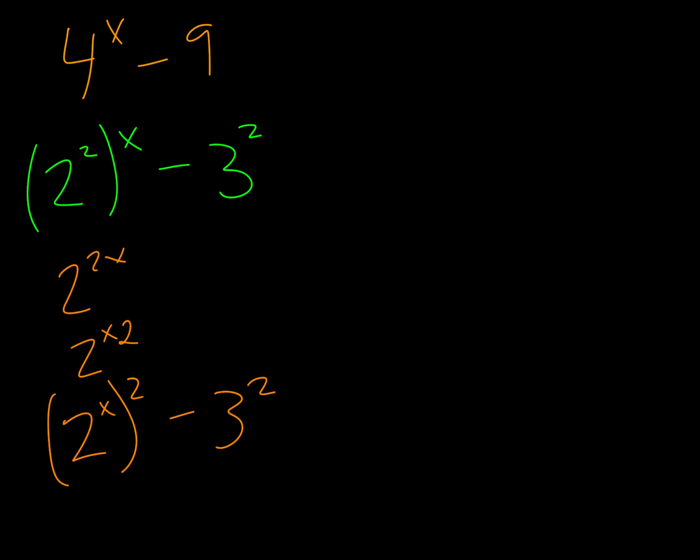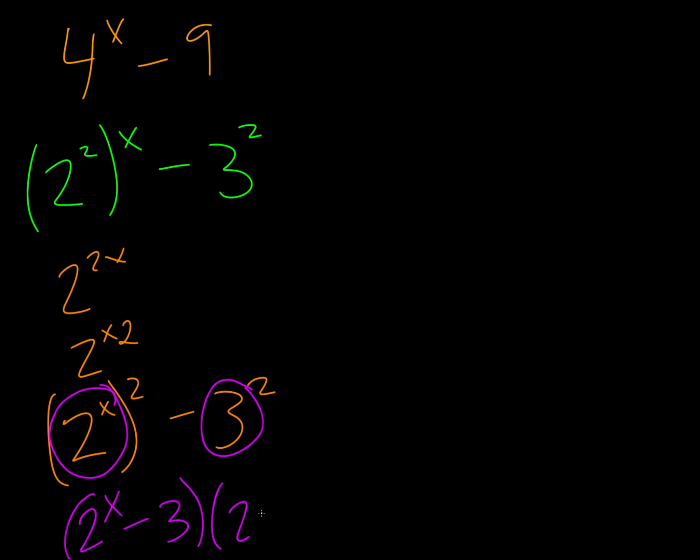Because we can do that, now it's a little more obvious that it's difference of squares, because we have this thing, and they're both being squared. So all we have to do is 2 to the x minus 3 and 2 to the x plus 3. And that's our final factoring for that one.